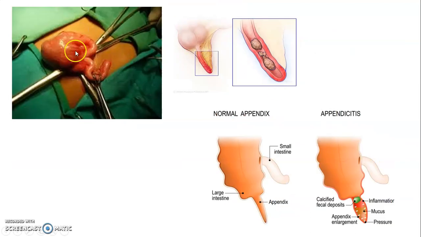So this just shows you, this is the appendix here. And you can see a fecalith obstructing the lumen. This is the normal appendix, and this is an inflamed appendix. There's a fecalith, a calcified fecal deposit here, and the wall is inflamed and the appendix is enlarged.